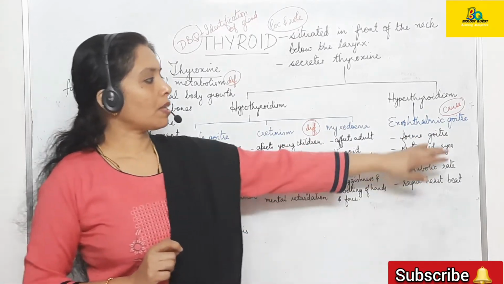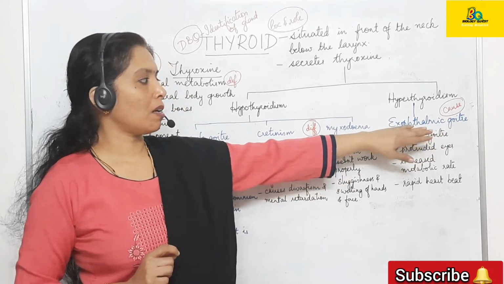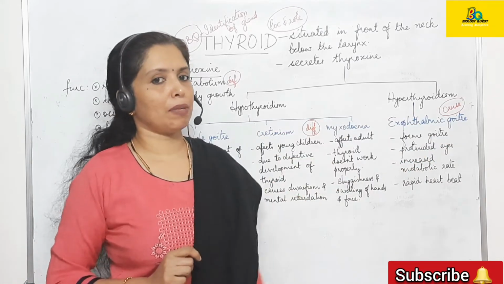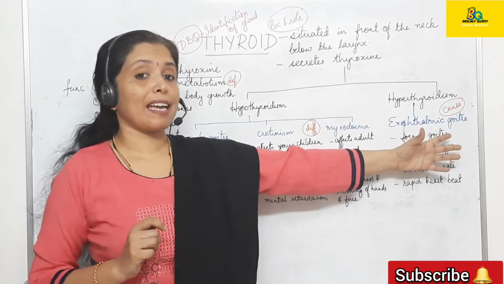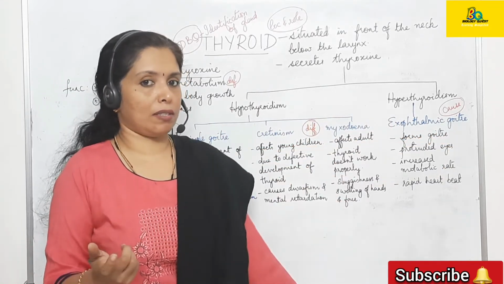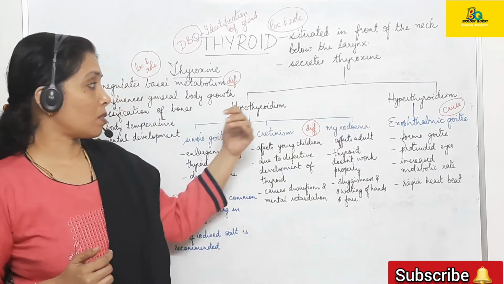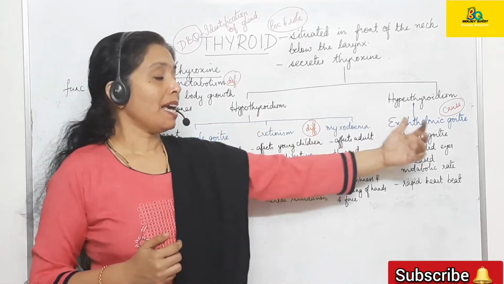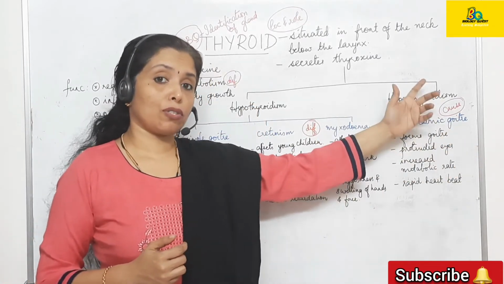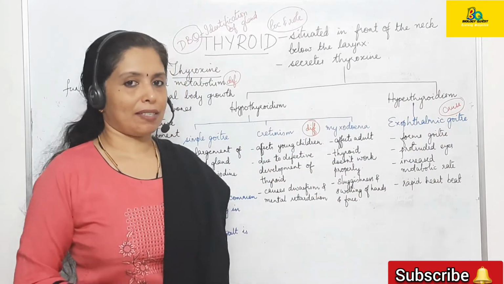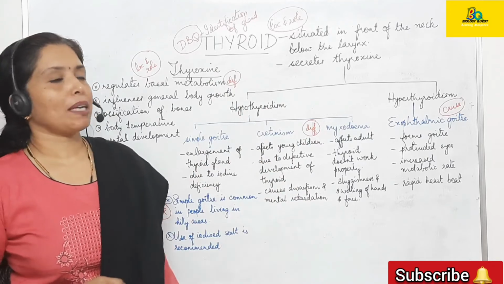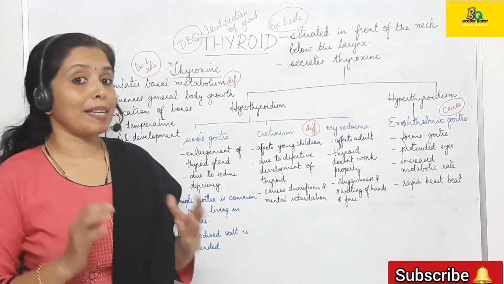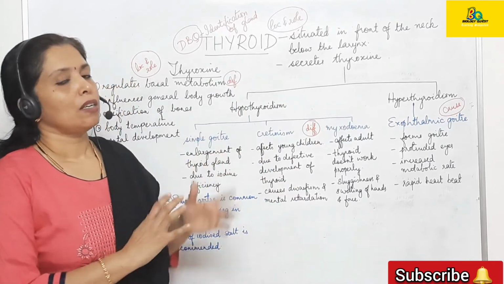Here you can expect a question as, what is the cause of exophthalmic goiter, or differentiate between simple goiter and exophthalmic goiter. Simple goiter is caused due to hypothyroidism. Exophthalmic goiter is caused due to hyperthyroidism. So these are the important points to be remembered in this topic, and we have also discussed the important questions that you can expect from this topic.